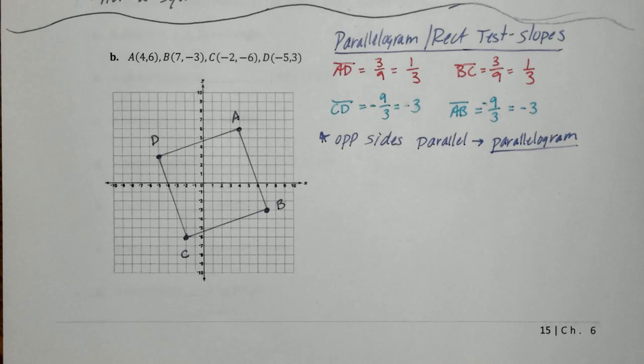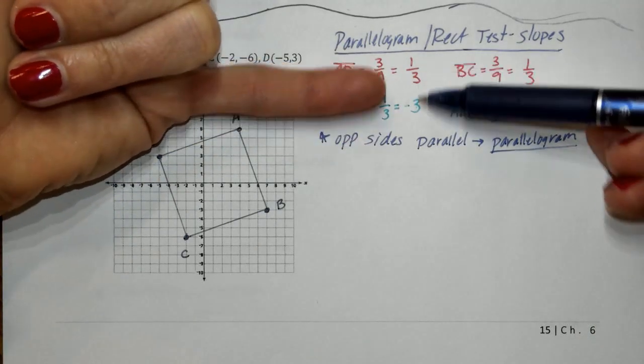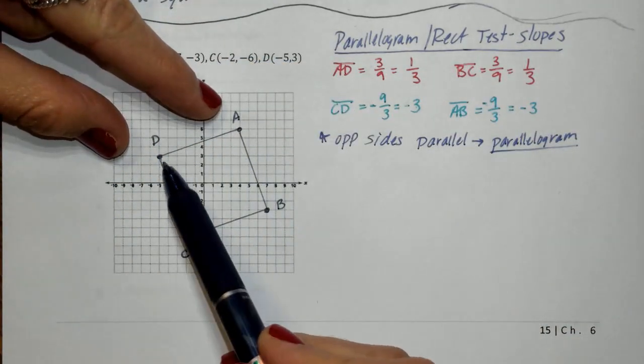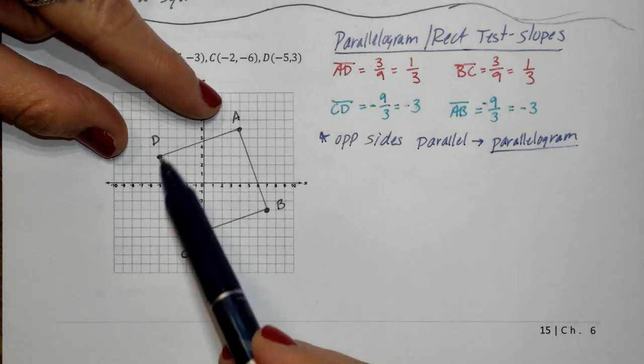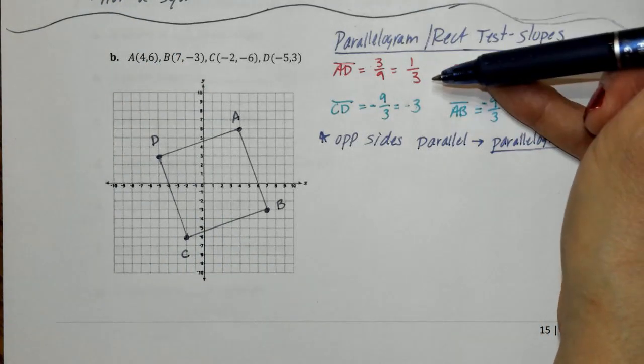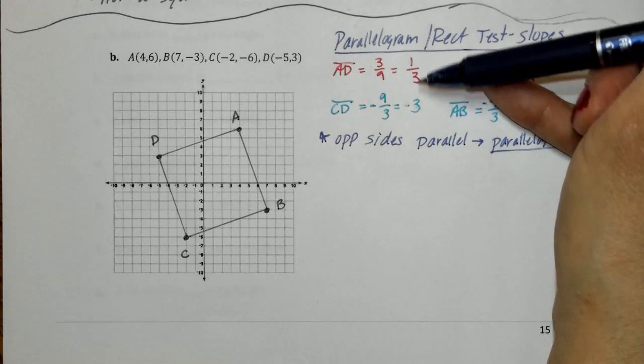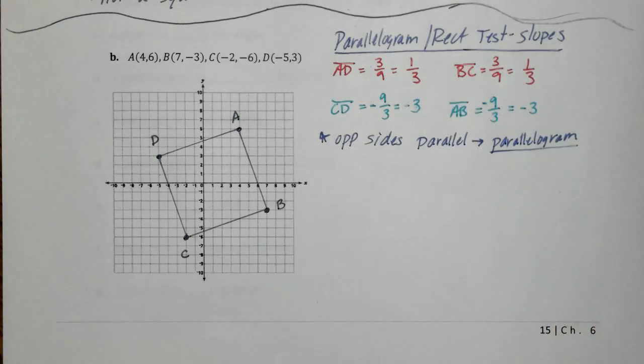And what we're noticing now, if you look at consecutive sides, AD and CD right here, they are going to be perpendicular because we have opposite reciprocals. These slopes are opposite reciprocals, therefore they are perpendicular. And this is going to be a rectangle property for right angles. Consecutive sides are perpendicular, so this time we do have a rectangle.